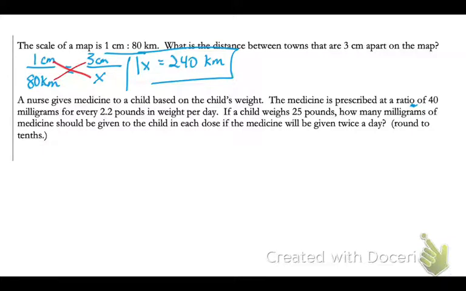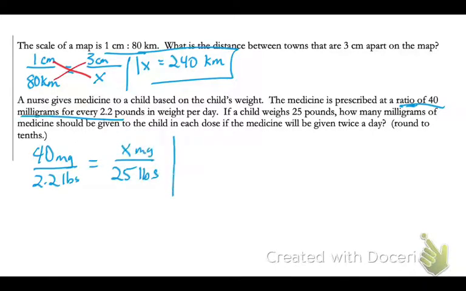So let's start with that ratio of medicine to weight. So for every 2.2 pounds, a child is given 40 milligrams. So now let's set that equal to what we're looking for. So we know the weight of the child, that will go in our denominator, and what we're looking for is how much medicine. So x number of milligrams compared to 25 pounds.